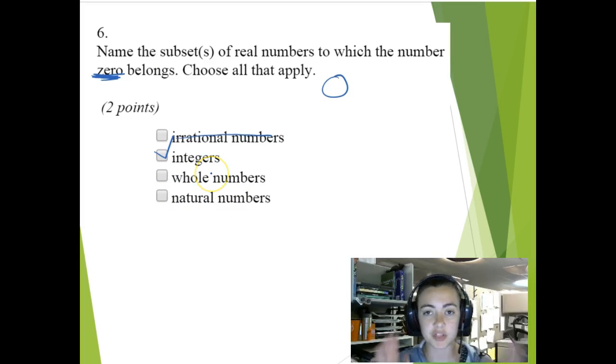Whole numbers, what makes whole numbers special is that it includes 0. And natural numbers or counting numbers, whatever's on your hand, you don't have 0 fingers on your hand. So 0 is not a natural number. So that's why it's 2 points, because you had to check 2 boxes. You had to check integers and whole numbers.